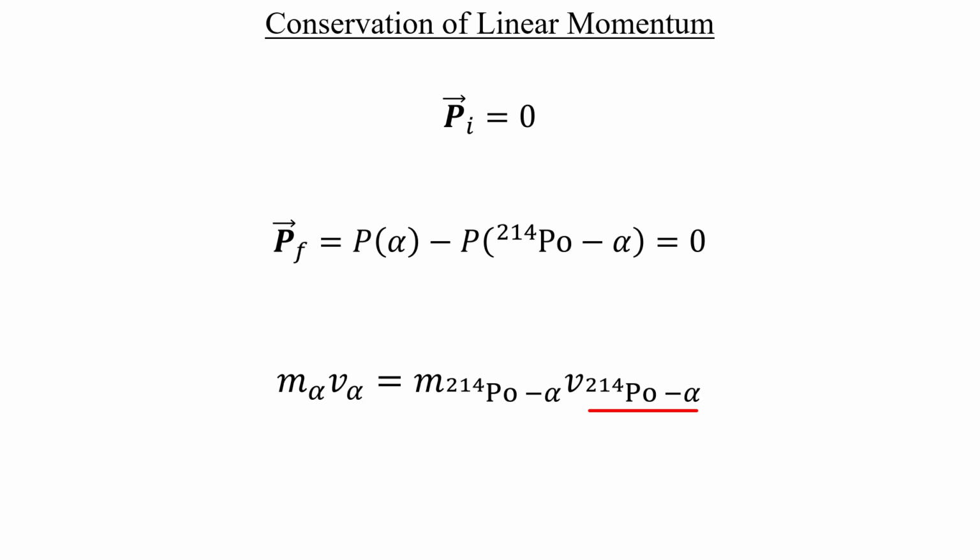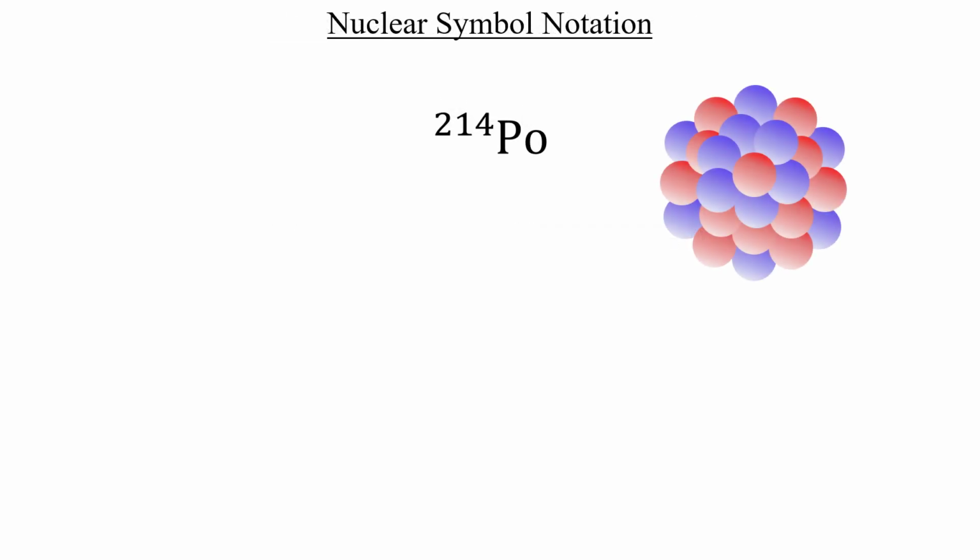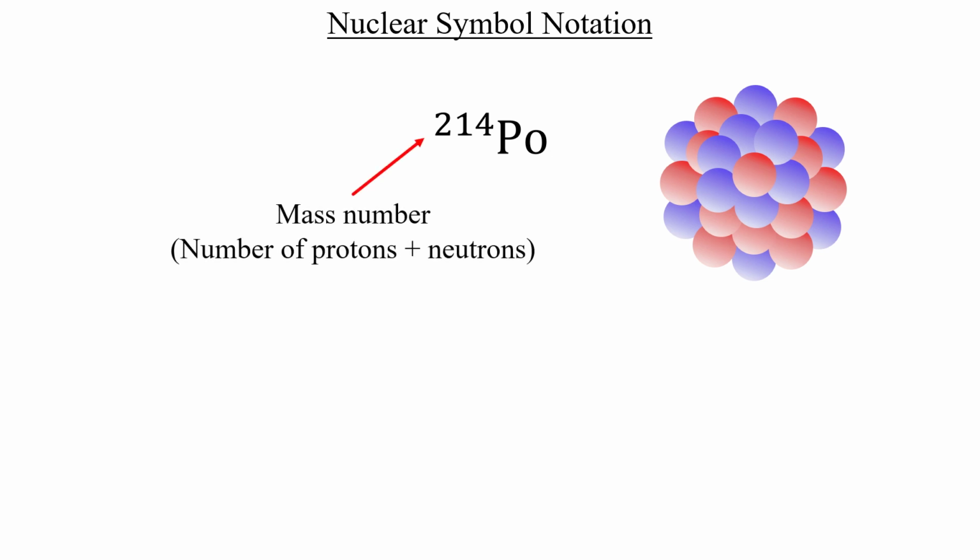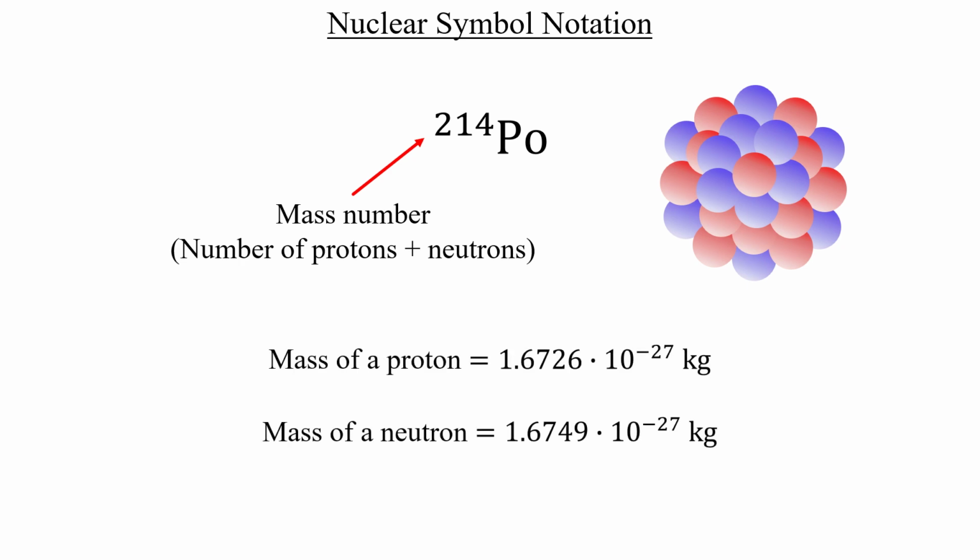Let's start with nuclear notation. The 214 in our polonium nucleus is what's known as the mass number, and that represents the total amount of protons and neutrons in this element. Every proton and neutron has a mass, and in fact, their masses are nearly identical. This means we can get a pretty good approximation of this polonium nucleus's total mass if we took the individual mass of one of these subatomic particles and then multiplied it by 214. And that's exactly what we're going to do.